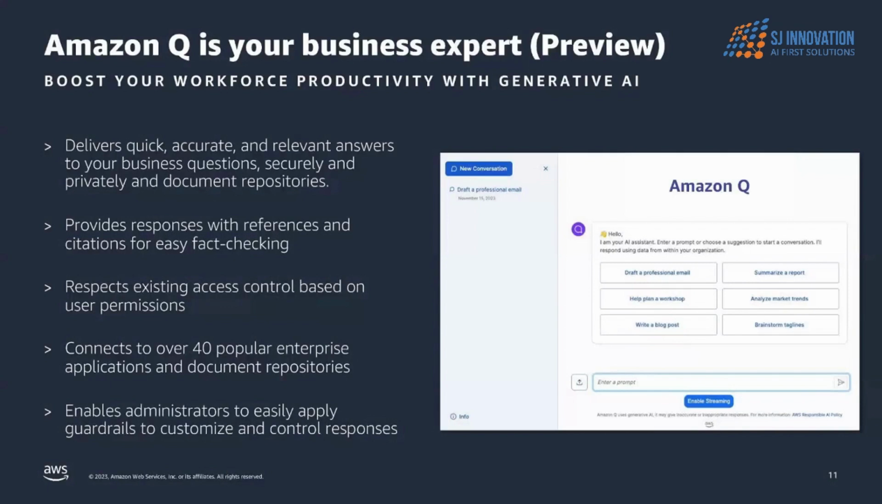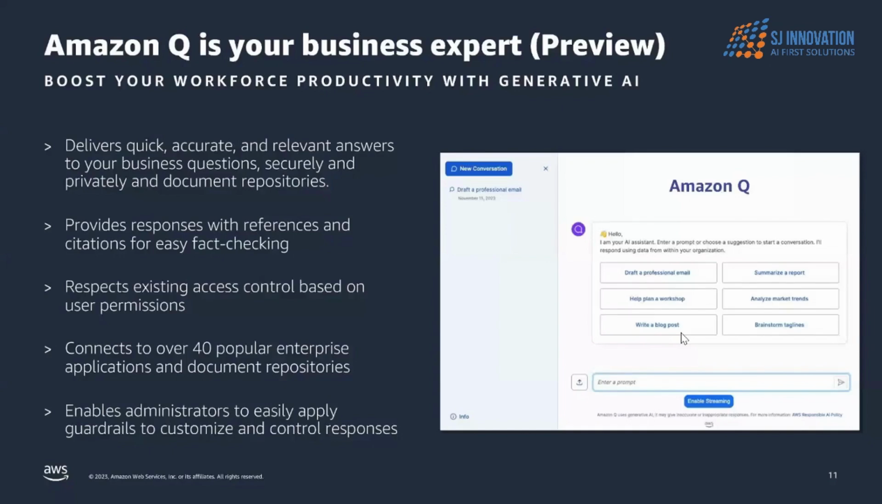Also, security wise, the data of Amazon Q is not used to train it further. So that is one thing about security to be considered. Again, it provides answers with references and citations. So it will not just give answers, but it will tell you where it found the answers, so that it is easier for you to fact check and be assured of the answer. Also, it respects existing access control based on user permissions.